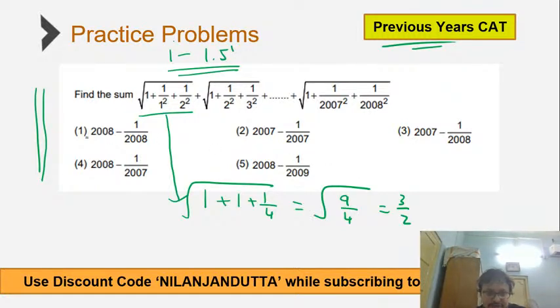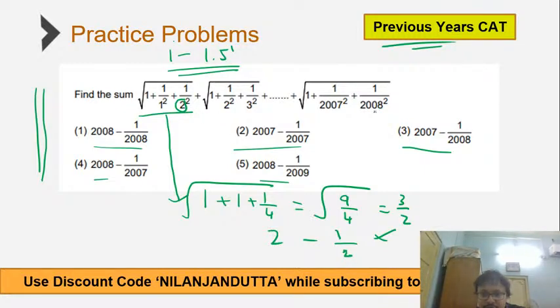If I want to express 3 by 2 in this form, what do I write it as? I can write 3 by 2 as 2 minus a half. What is 2? 2 is this term. So the answer is basically this term minus 1 by this term.